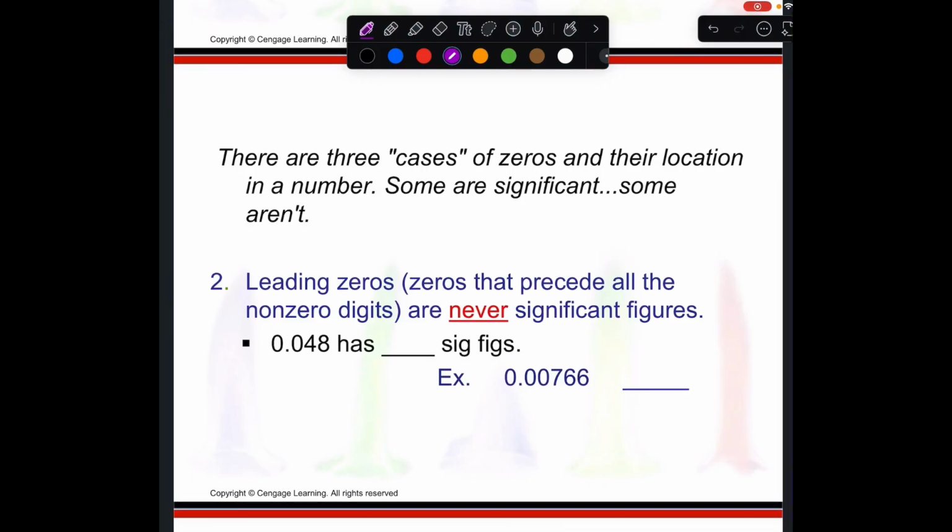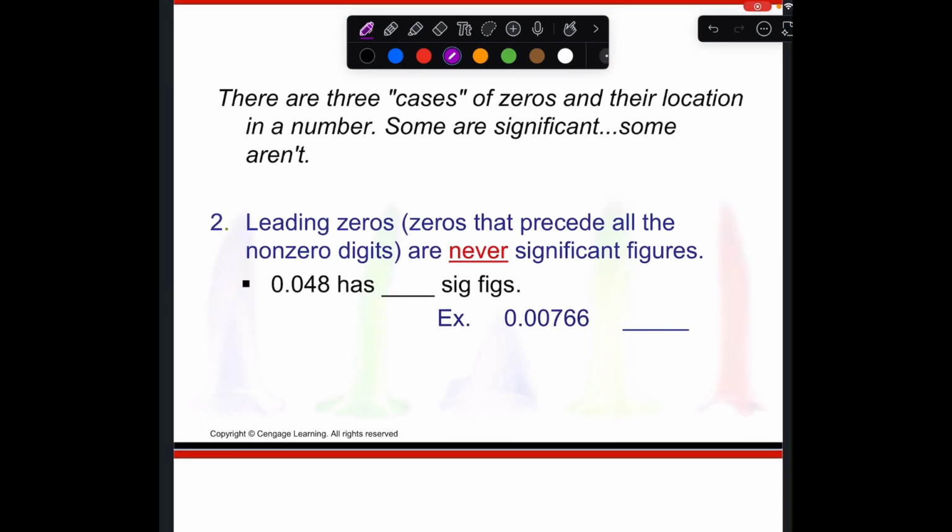Now, the confusing part in sig fig rules are the zeros. So we're going to look at some different cases of zeros, zeros in front, zeros in the middle, zeros at the end, and they all have different rules. Okay, some are significant, some are not. So something that has leading zeros. Leading zeros means zeros that precede any non-zero digit. So all of these are leading zeros. Okay, they are never significant. We do not count them in our sig fig measurement.